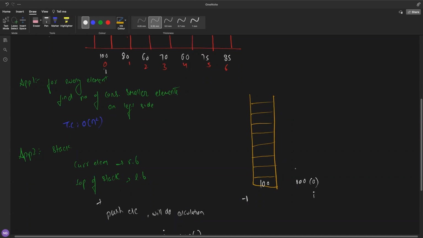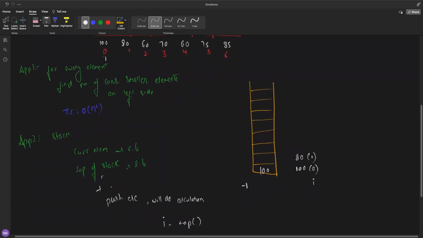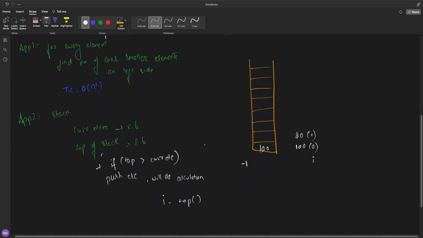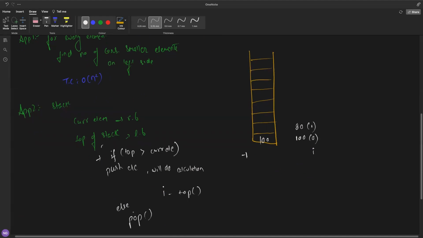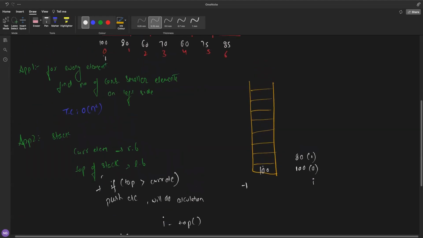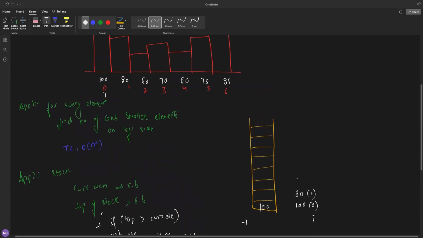Now, next is 80. You can see that 100 is the left boundary. 80 is coming with index 1. If top is greater than the current element, we will do the push. We don't have to pop it out. We will just do the push. Else we do the pop. So if the top of the stack is greater than the current element, we will push it.